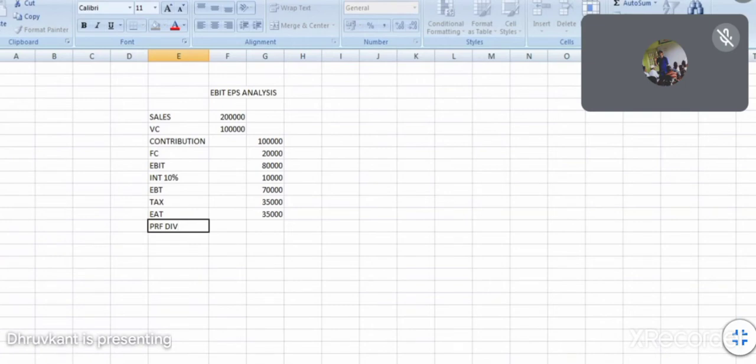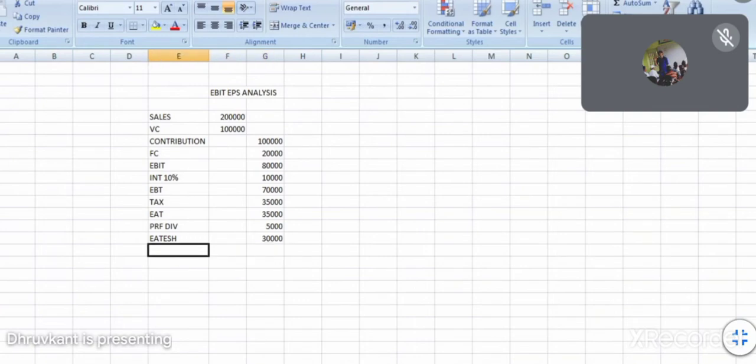Preference shareholders, I've told you, are a kind of liability, right? So suppose you have 50,000 preference share capital and the rate of preference dividend is 10%. Then 5,000 we have to pay as dividend. Clear? Then 30,000 becomes what is called earning available to equity shareholders. This is the amount for the owners of the business.